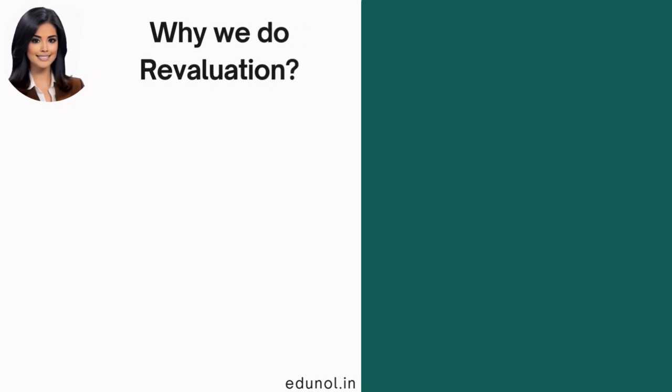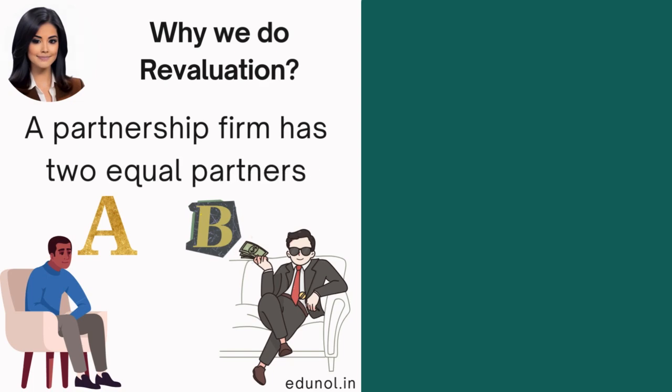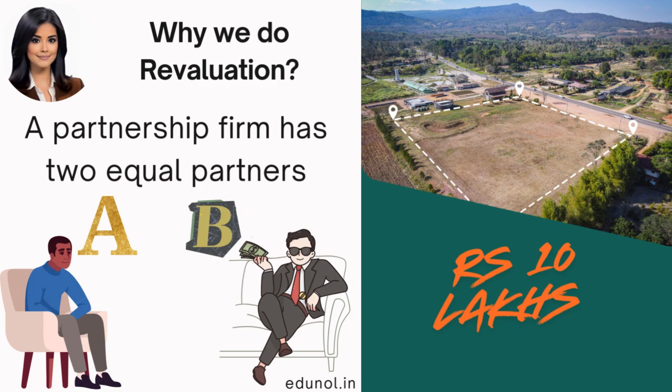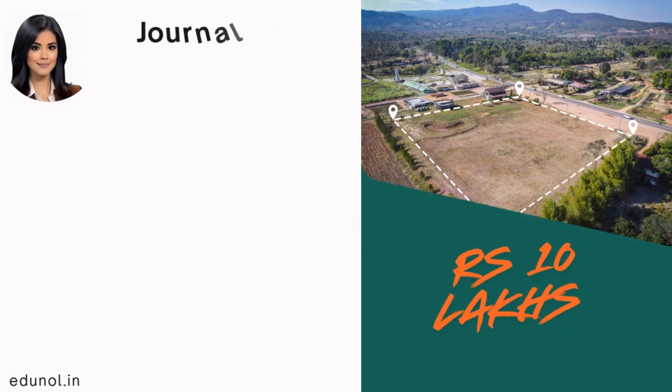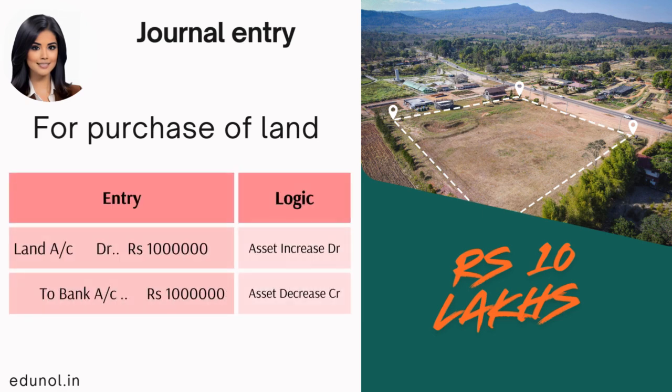Now that we have understood the historical cost principle, let's shift our focus to why revaluation is done. Why do we value the assets and liabilities again? Let's understand this with an example. Suppose a partnership firm has two equal partners, A and B. The partnership firm purchased a land for 10 lakh rupees. Land is an asset for the partnership firm. We will pass the journal entry in books of accounts at the purchase price. The entry passed will be land account debited and bank account credited by 10 lakh rupees.